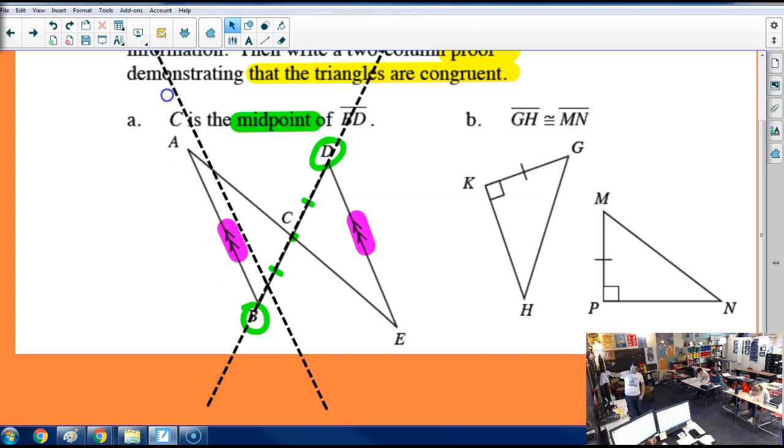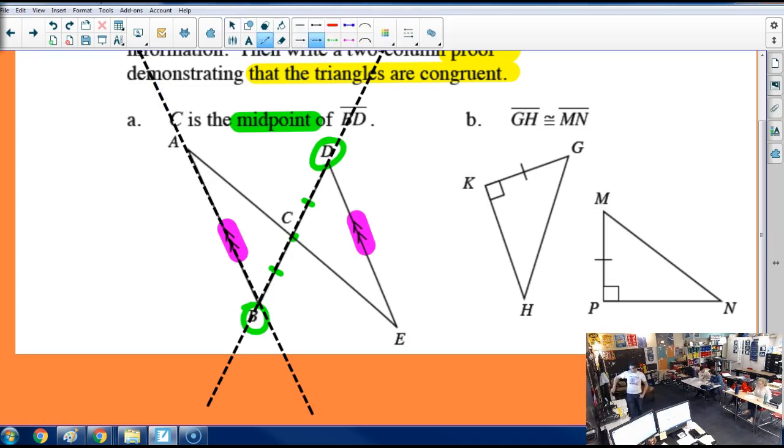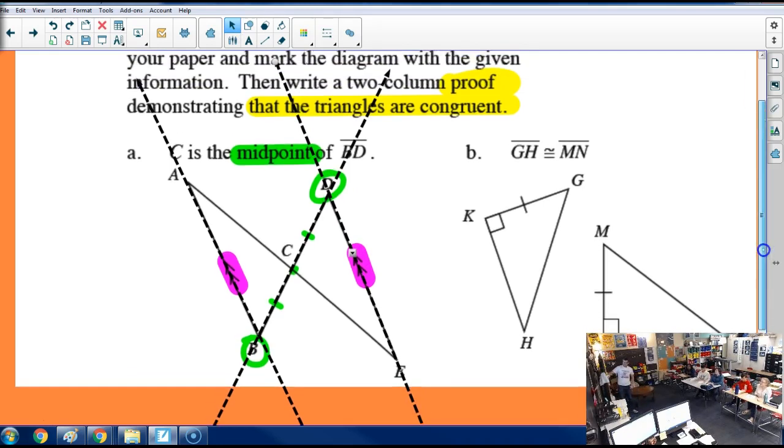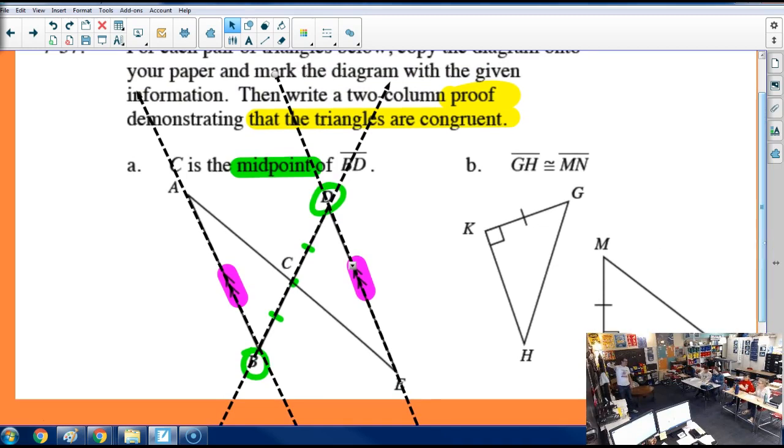Doesn't it state that if C is the midpoint of BD, then these two are equal to each other? No, we're trying to prove that. It says here we're trying to prove that your triangles are congruent. That was given. I was confused. I said write that first, write that as given.